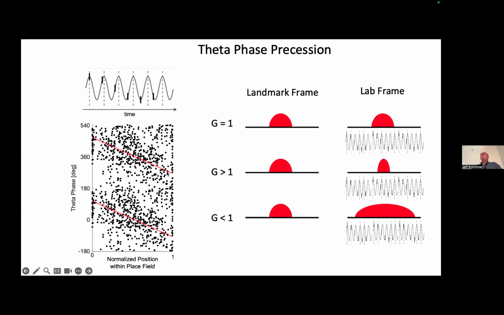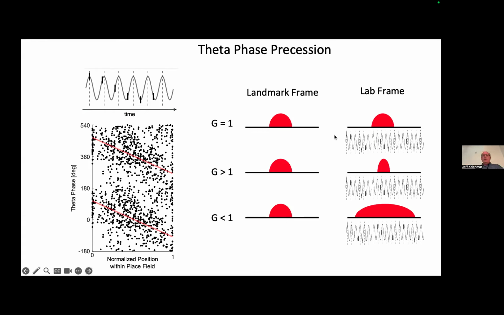The question is, what happens in our apparatus with the dome? Now, as I showed you before, in the landmark frame of reference, as we're moving the landmarks around, the place fields are controlled by those landmarks. And if you plot out this cartoon place field in the landmark frame, when the landmarks are stationary, if the gain is greater than one or less than one, the place fields are more or less the same size relative to the landmarks.